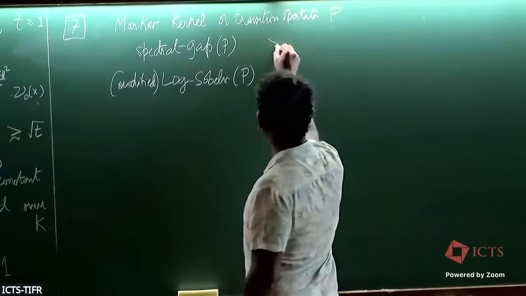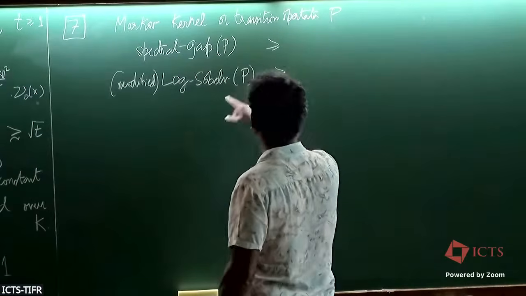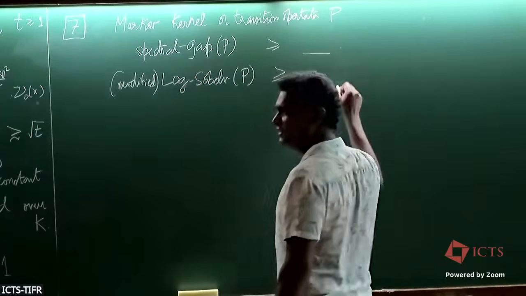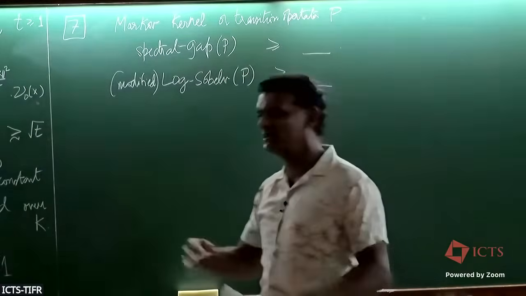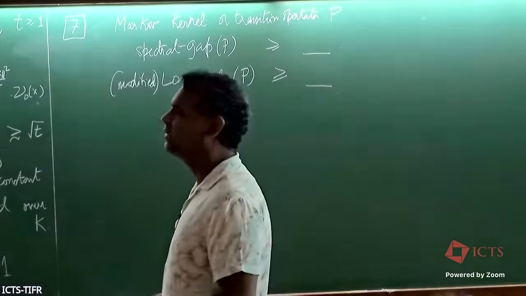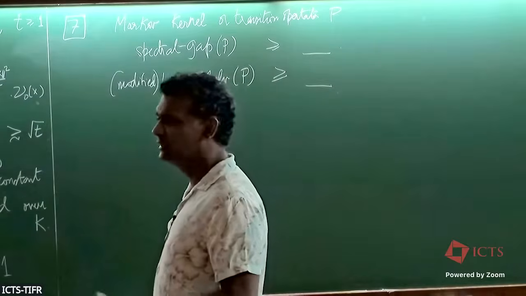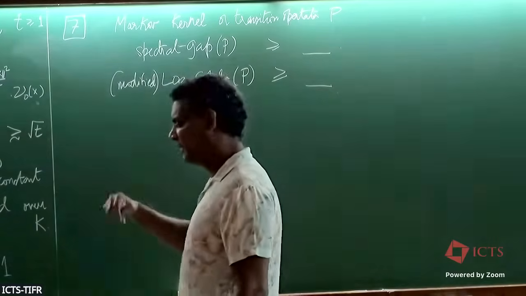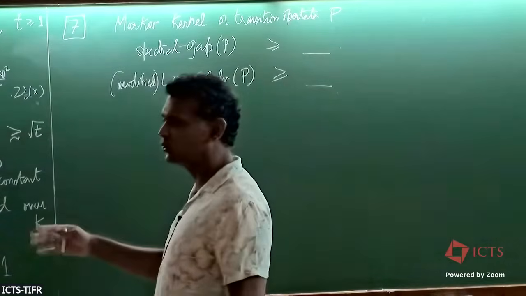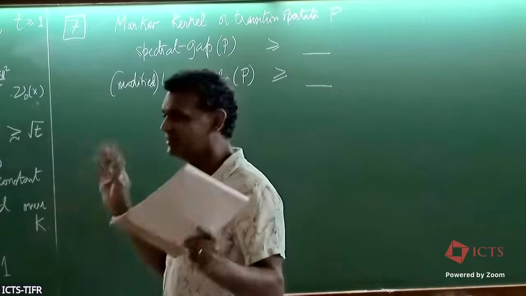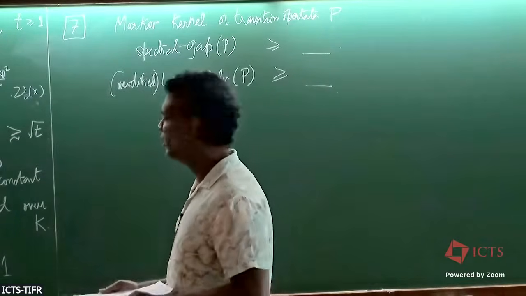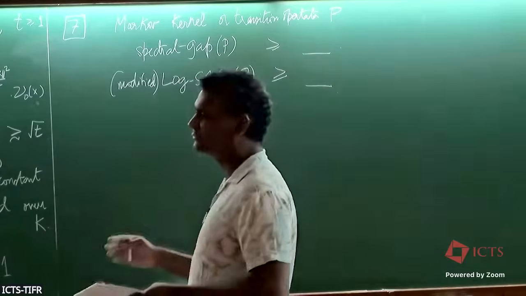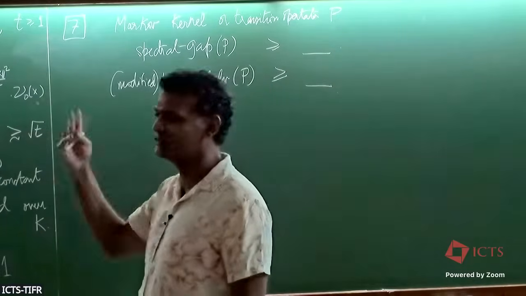Let's say the spectral gap is at least something, and the log Sobolev inequality is at least something, and there are quite general families for which we now have fairly tight bounds. For example, the Glauber dynamics on the hardcore model for graphs, if you know what that means, and the proximal sampler for strongly log-concave distributions.